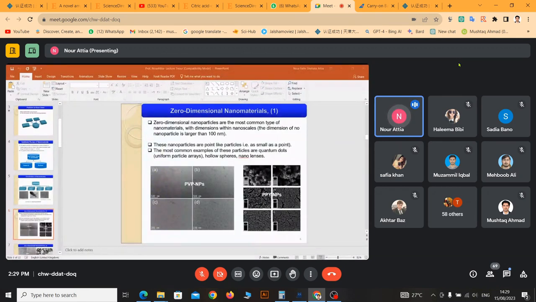You can see the slides. I have shown some different materials, organic nanoparticles or inorganics, conducting polymer or water soluble polymer, and the spherical shape.